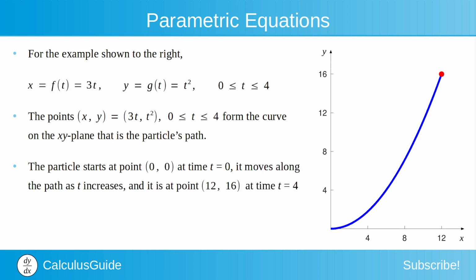The particle starts at point (0, 0) at time t equal to 0. It moves along the path as t increases. And it's at point (12, 16) at time t equal to 4. The point (0, 0) is the initial point of the curve. The point (12, 16) is the terminal point of the curve.